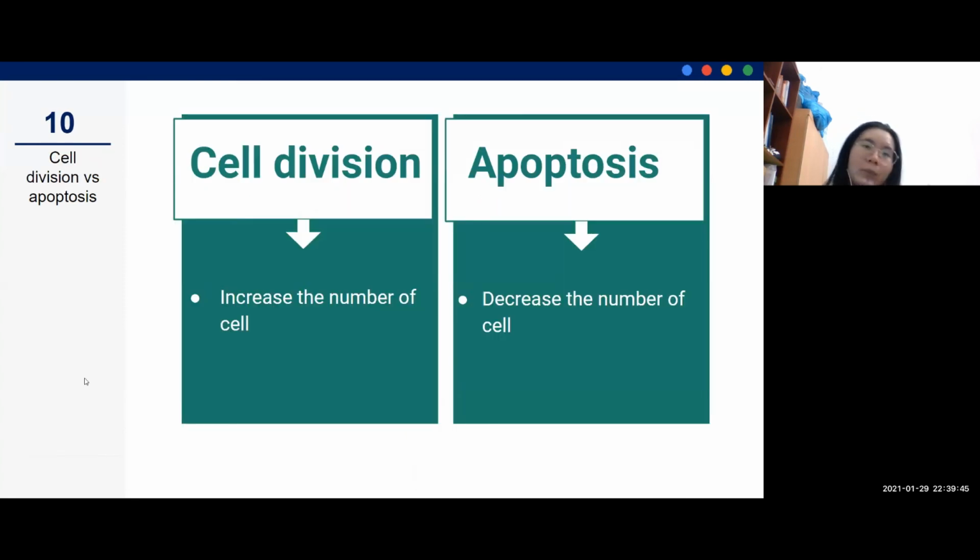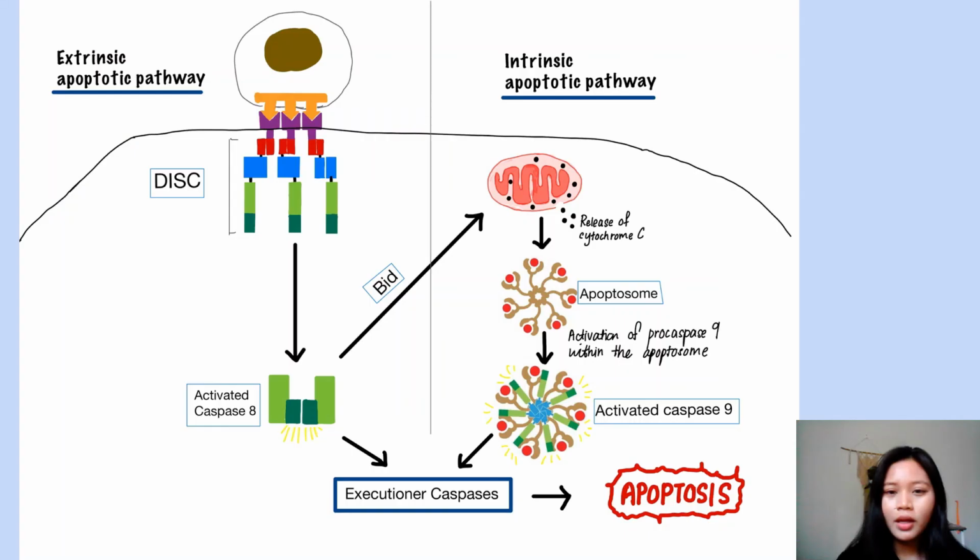So what is the difference between cell division and apoptosis? Cell division will increase the number of cells, while apoptosis will decrease the number of cells. So this is a diagram that summarizes and compares the extrinsic and intrinsic apoptotic pathways. The two pathways are different in the initiation and caspase activation phase, but both pathways trigger the downstream executioner caspases by the initiator caspases, followed by apoptosis.